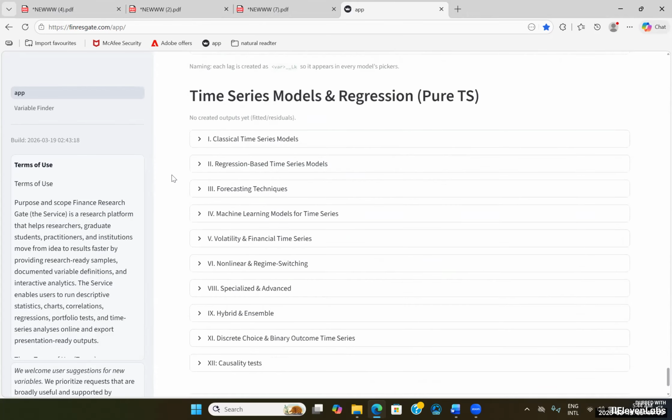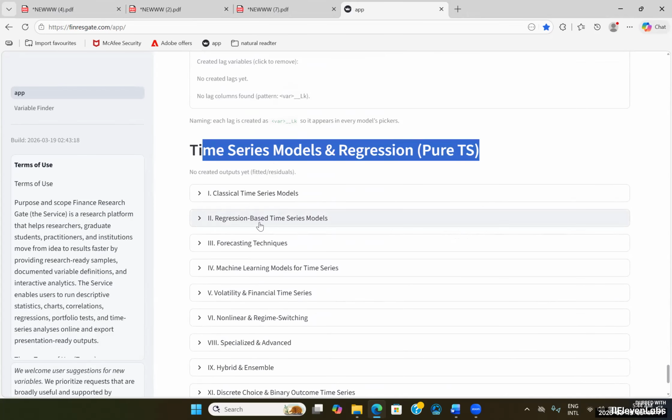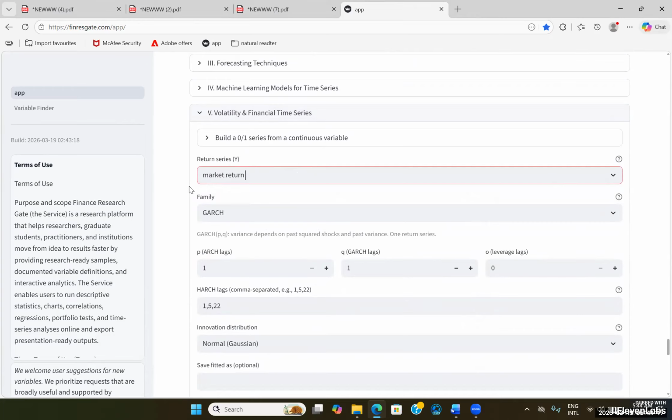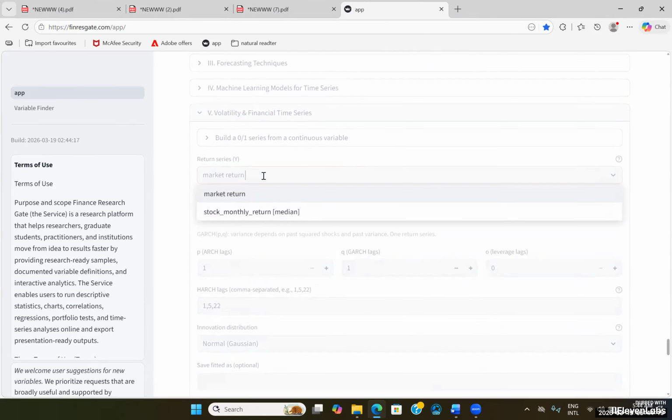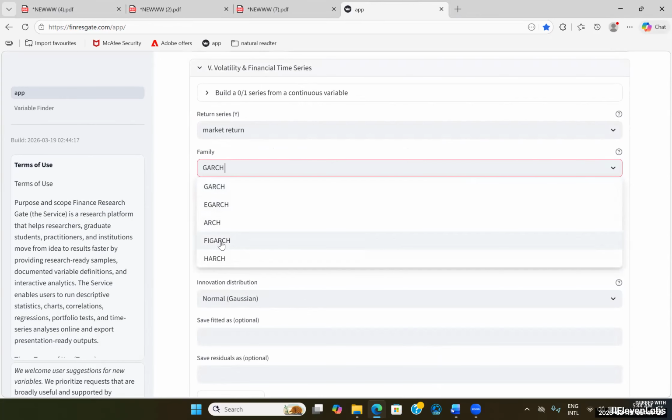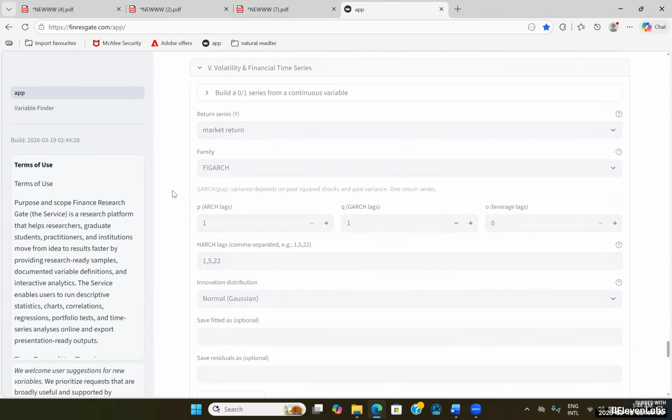First, you'll need to scroll down to the specific time series section. It's the very last one you'll find on the page. Once there, please make sure to select the volatility and financial time series box. After that, you can proceed to select our particular variable. Just a quick note, we actually have the exact same variable, but it's listed under a few different names. And here, within our family, we're presenting the FIGARCH. Therefore, let's go ahead and select the FIGARCH.